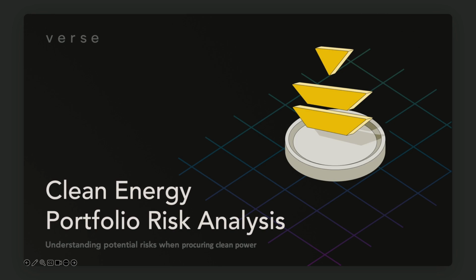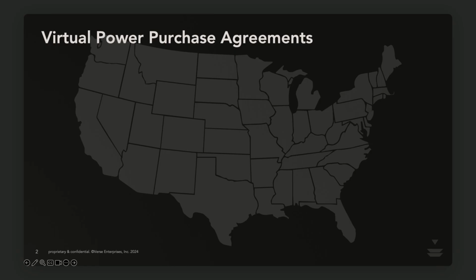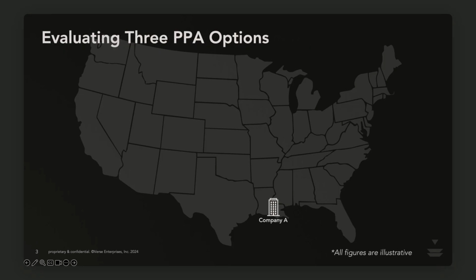Welcome. This video illustrates the concept of clean energy portfolio risk and why companies should go beyond the traditional spreadsheet analysis when selecting projects. Companies frequently use virtual power purchase agreements to procure clean energy. Let's say Company A is considering 3 PPA offers from developers for different projects. The 3 offers have the same delivery term but vary in location, technology, and price.